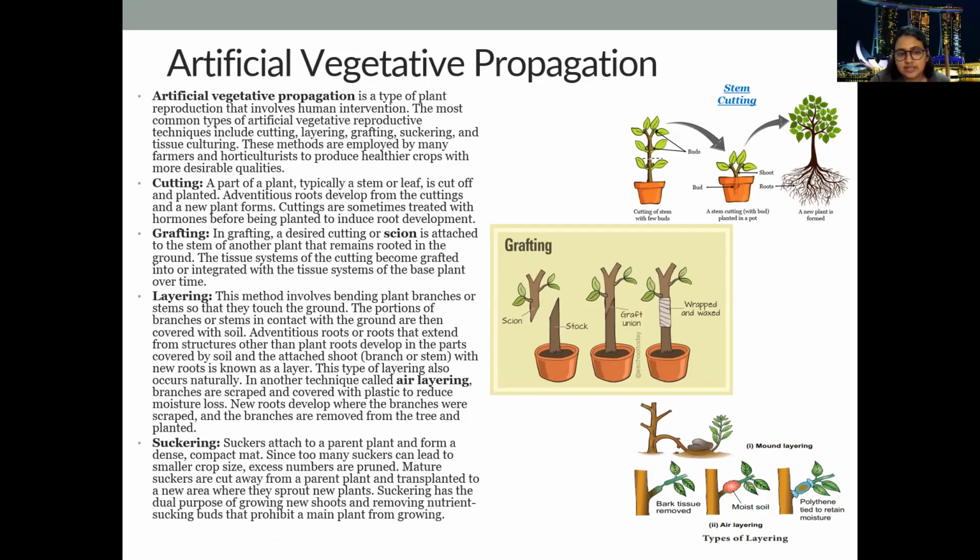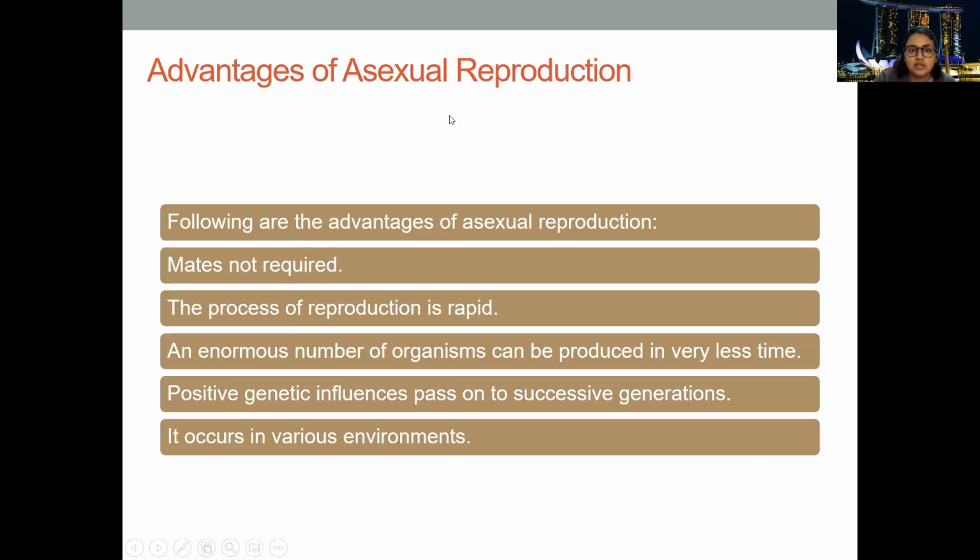So suckering has the dual purpose of growing new shoots and removing the nutrient-sucking buds that prohibit the main plant from growing. You understand? So these are the main types of artificial vegetative propagation. Now we learn what the advantages of vegetative propagation are.